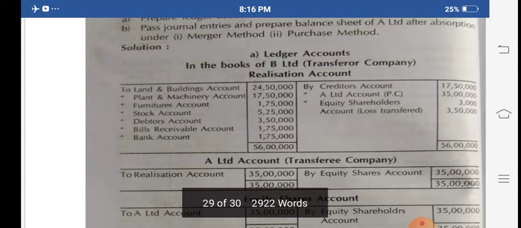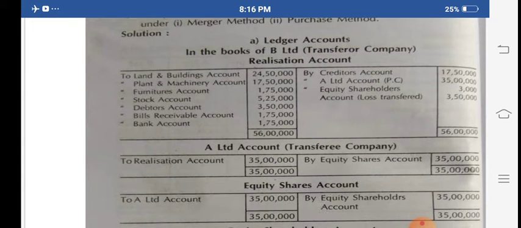First of all, we will prepare the ledger accounts. It is the realisation account, and you know how to prepare it. In the debit side we take all the assets, and in the credit side we take all the liabilities. Then the amount due to the equity shareholders is ascertained, and the loss transferred is 3,50,000.